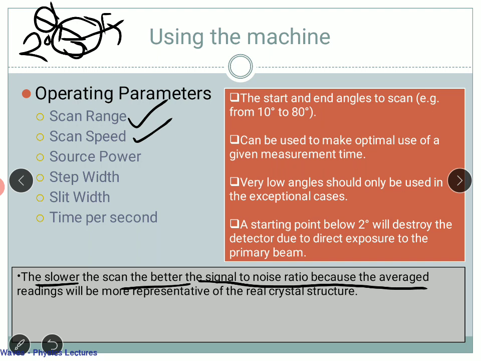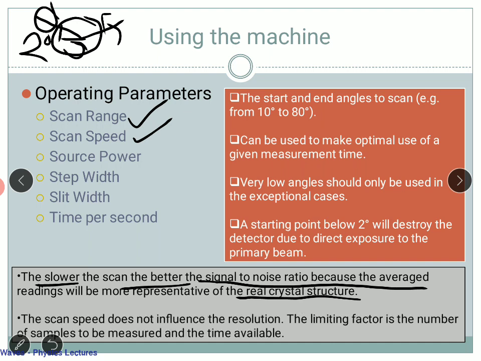I'll tell you what signal to noise ratio is in the next slide. Right now what is important is that this signal to noise ratio should be high, so that you are getting a good representation of the entire crystal structure. So we use a slower scan rate, but in case you need a fast scan rate for an approximate estimation of the sample, that can also be done. But you have to remember that the scan speed does not influence the resolution. I hope you remember the term resolution: to resolve two very close points, or to differentiate two very close points.